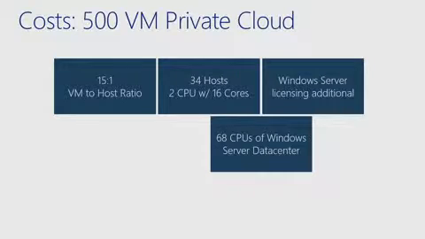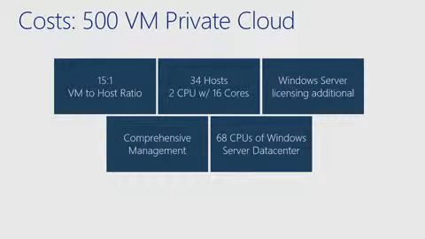But if you were to buy them, you would need 68 processors of Windows Server Datacenter, based on that consolidation ratio and that scale. That equates to 34 hosts with 2 processors, that's 68 CPUs. Actually, the way Windows Server 2012 is now licensed, it would be 34 licenses, because 1 license gives you 2 CPUs. Anyway, we're looking to achieve private cloud, we need comprehensive management.